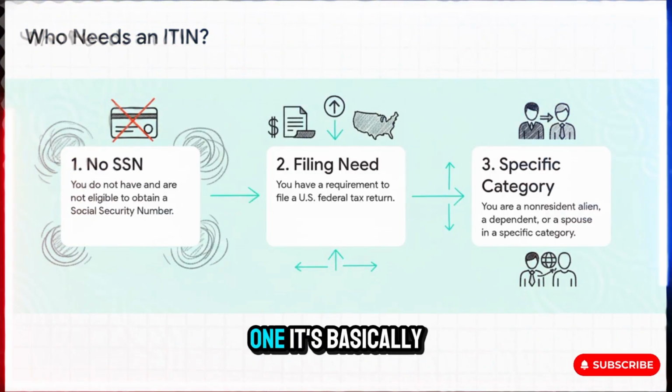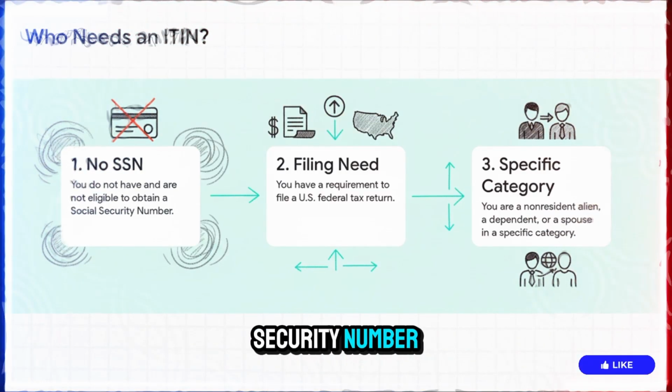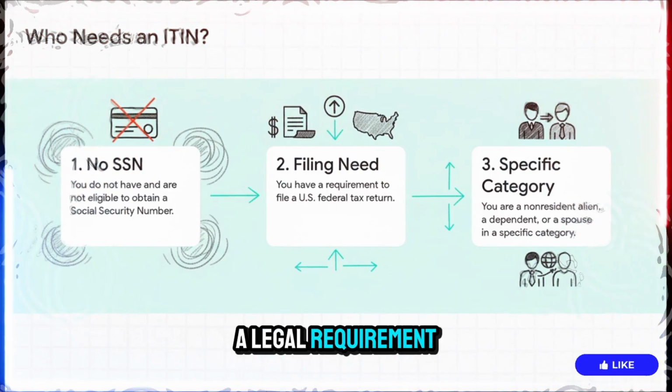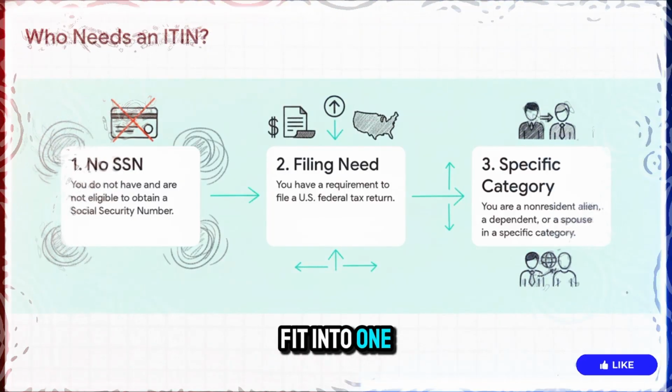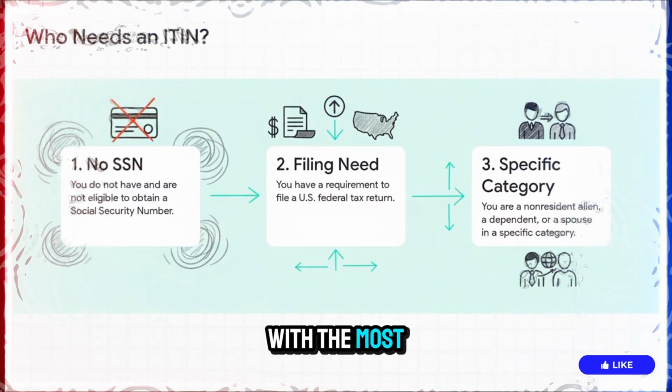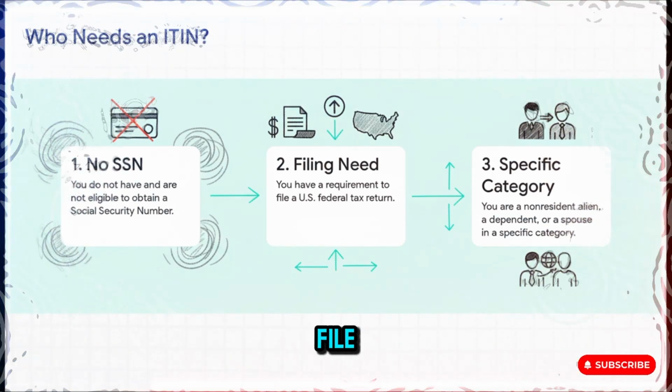So who needs one? It's basically a 3-part checklist. One, you don't have and you can't get a social security number. Two, you have a legal requirement to file a U.S. tax return. And three, you fit into one of the official categories, with the most common one being, you guessed it, a non-resident alien who has to file.